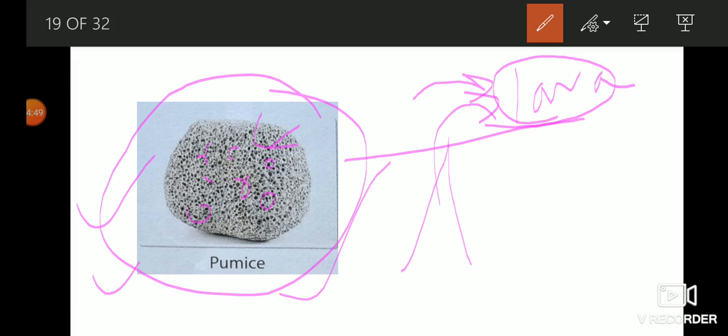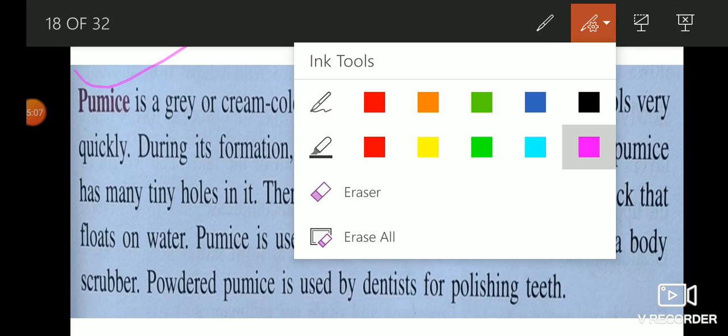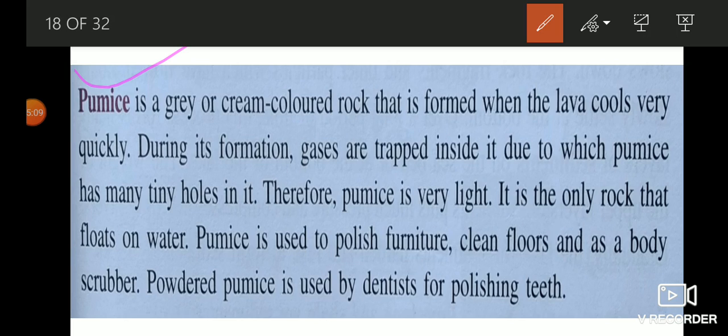And as a huge number of pores are found in the pumice rock, they are very much light in weight, and they can float on water. So that is a very interesting feature of this kind of rock. Let us read the features of the pumice rock. They are found in cream color, or sometimes they are found in gray color.